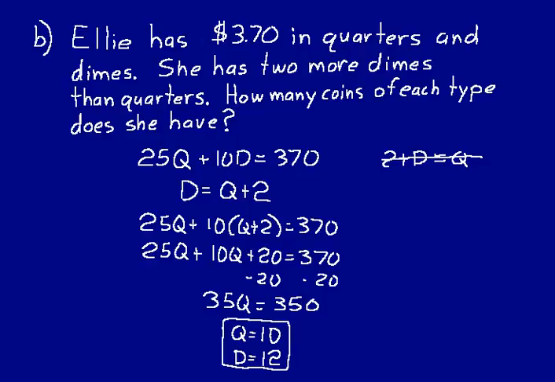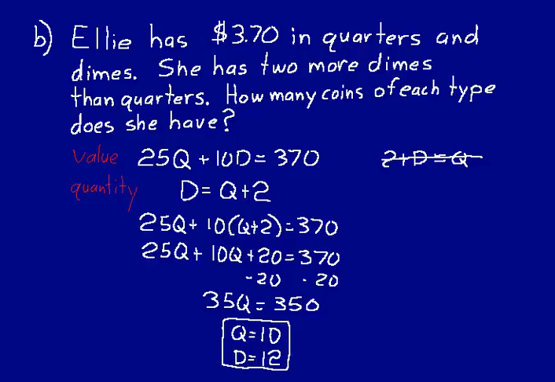There's one and only one combination of quarters and dimes that would satisfy this word problem, and that's what it is there. That would total up to $3.70, and there end up being two more dimes than quarters, 12 dimes and 10 quarters.